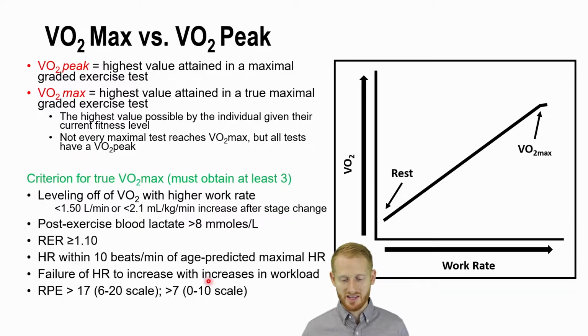So again, here we're going to say if you have at least 3 of these hit by the end of the exercise test, then it probably was a true maximal test. And then you can call this VO2 peak also their VO2 max. If you don't have at least 3 of these, then you can't call it a VO2 max. It was just a VO2 peak. And so you should wait a few days or something, a week or so, and then retest them to try to get their actual VO2 max.